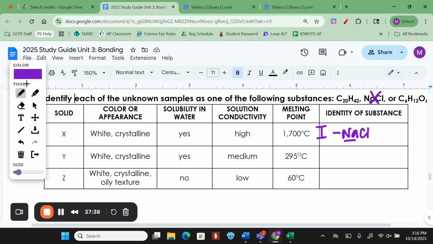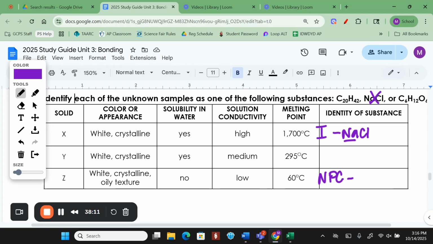Substance Y and Z, there's a medium and a low. In my brain, I'm going to go with the low, low, low, because if it's not soluble and it has a very low melting point and very low conductivity, that tells me that it is probably nonpolar covalent. Now, nonpolar covalents are going to be made up of only nonmetals. C20H42 only has nonmetals, carbon and hydrogen. C6H12O6 only has nonmetals over here, C, H, and O.